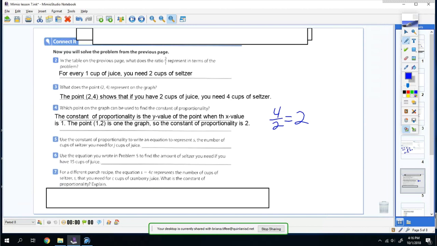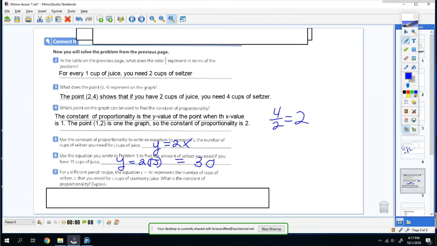Use the constant of proportionality to write an equation to represent the number of cups of seltzer you need per cups of juice. I'm going to use y and x as we just did before. So it'd be y is equal to 2x. Use the equation to find how much seltzer you need for 15 cups of juice. So you would just do y is equal to 2 times 15, which equals 30. So you need 30 cups of juice. Excuse me, you need 30 cups of seltzer when you use 15 cups of juice.